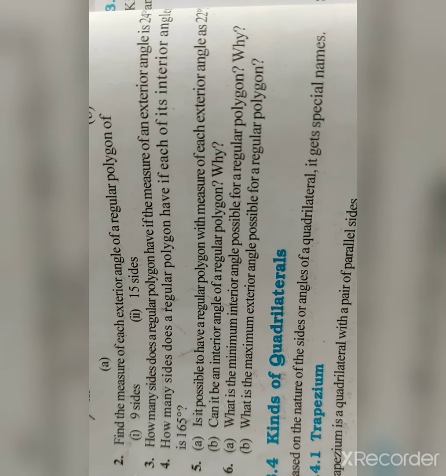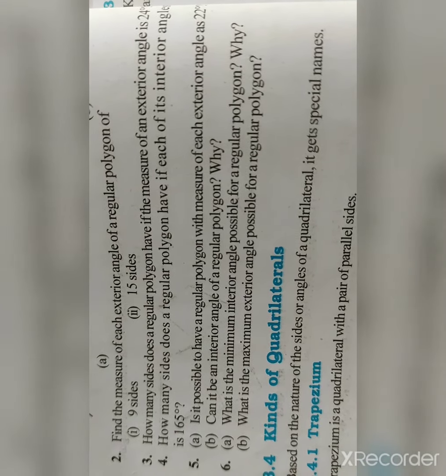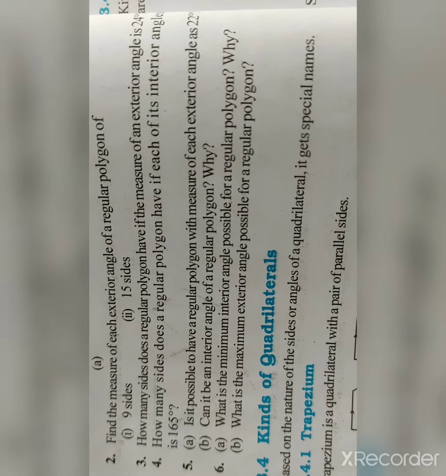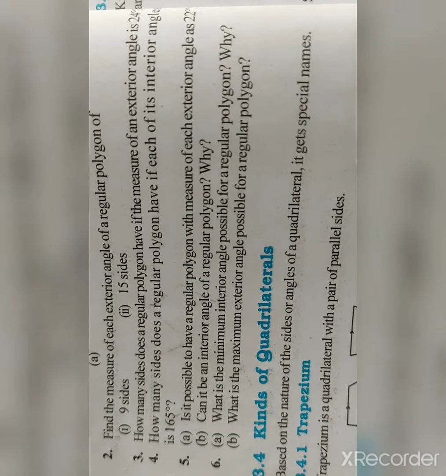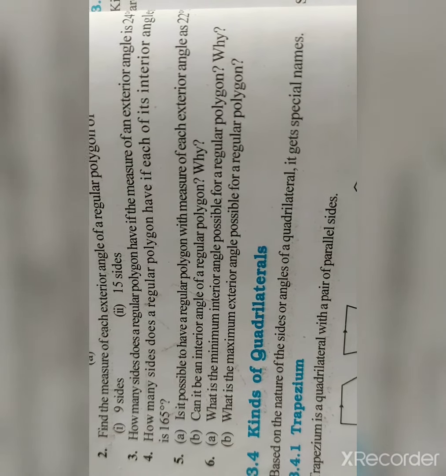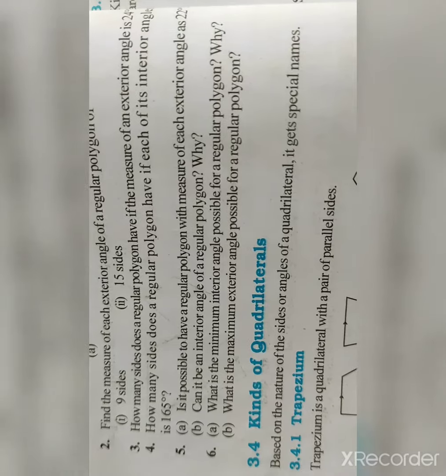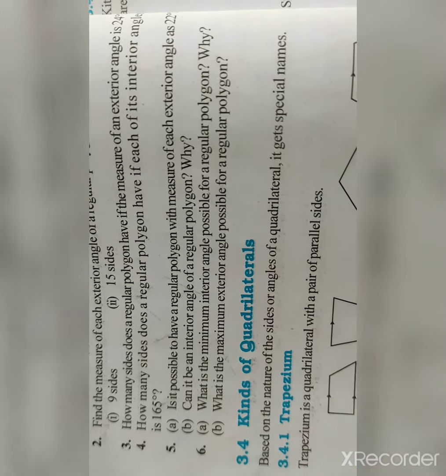If it is divisible completely, it is possible. That means if 360 degrees is divided by 22 completely, then the regular polygon is possible. So you will do this question yourself. And if a remainder is there, you can write it is not possible because 360 is not divisible by that number, that means 22. If it is divisible, then possible; not divisible, then not possible.